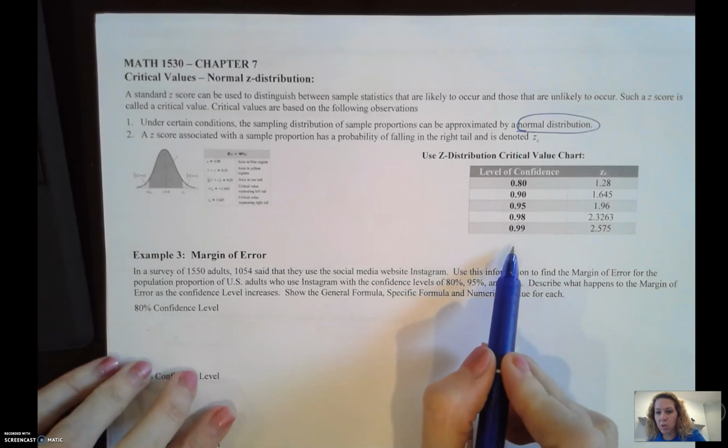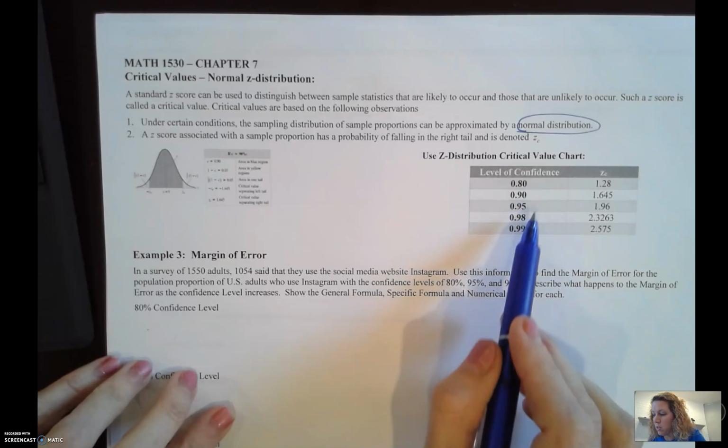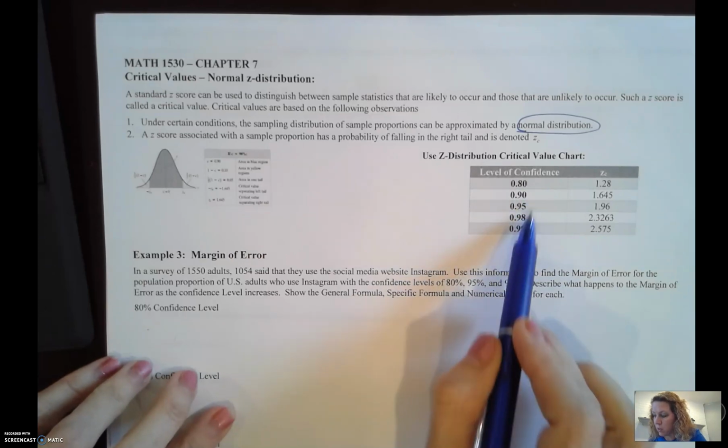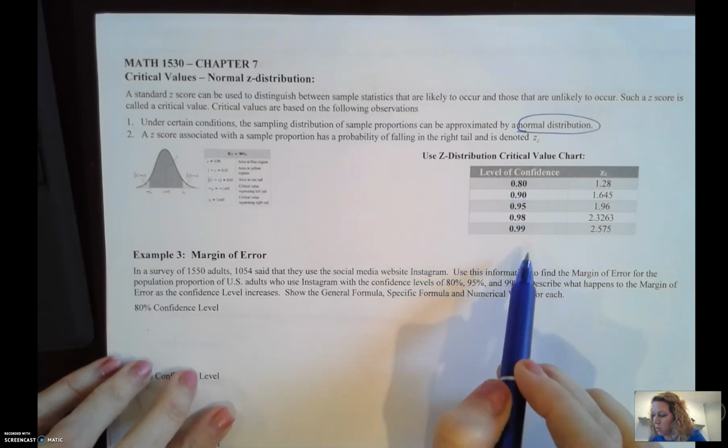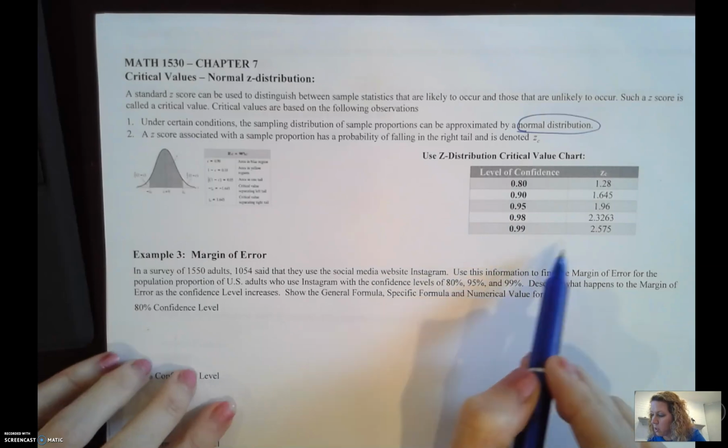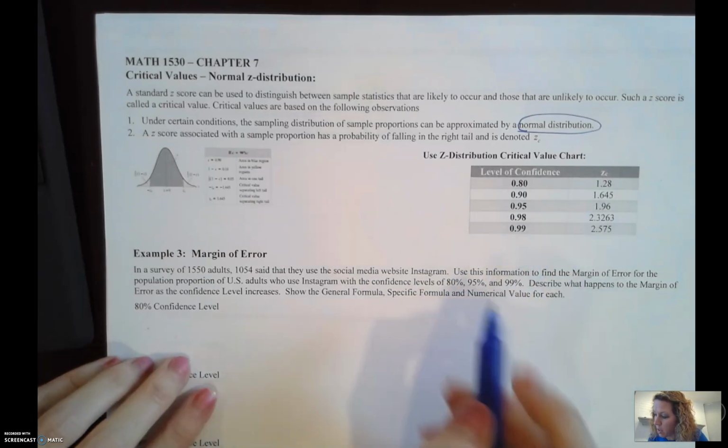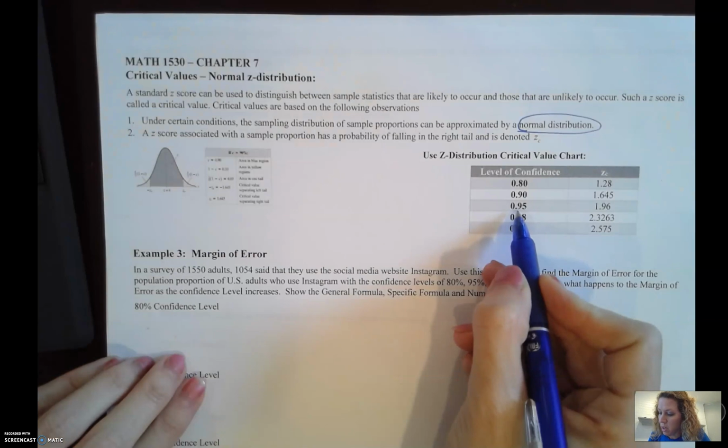So we're going to be using this chart. You'll be able to use it during your test, and you don't have to memorize these. These are the most common confidence intervals. I will only ask those confidence levels. Okay, so these are the critical values. How they're calculated, I'll demonstrate with the 95%.